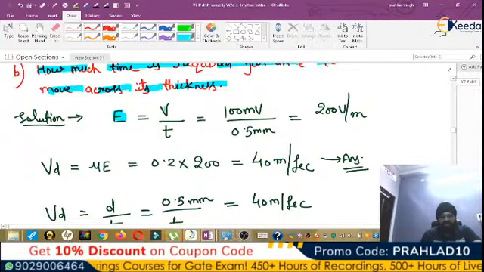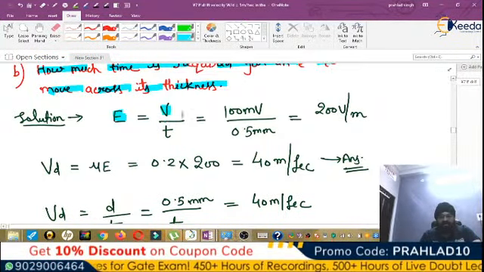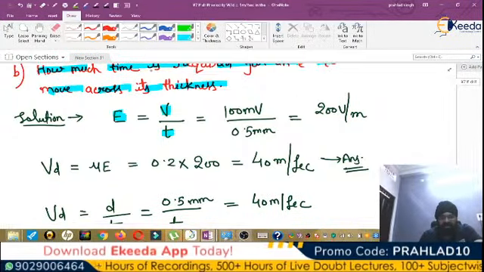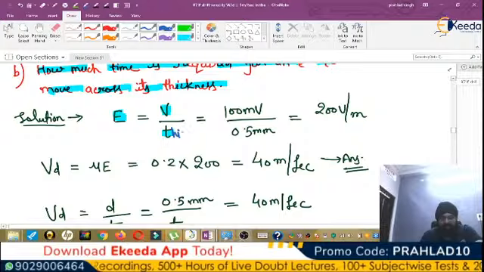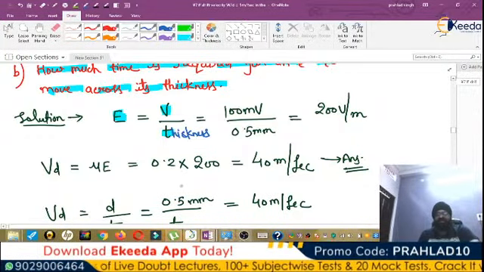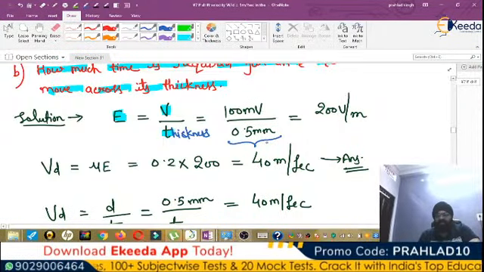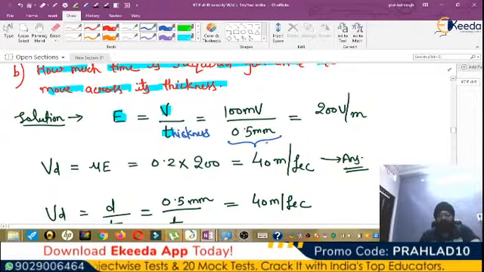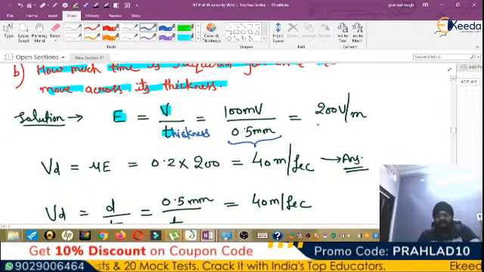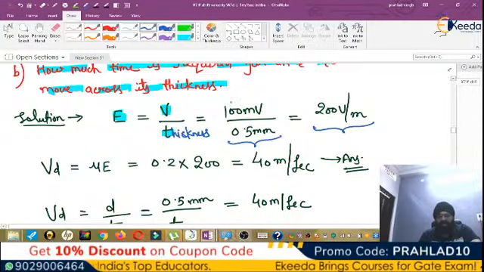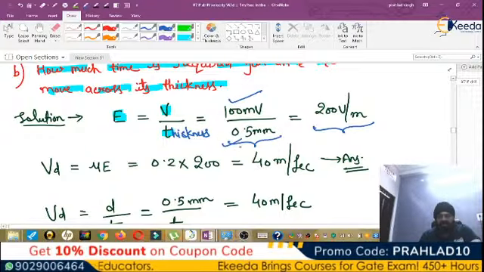So electric field is voltage divided by thickness. So 100 millivolt divided by thickness, which is given as 0.5 millimeter, and this value is 200 volt per meter. Electric field is just voltage divided by thickness.